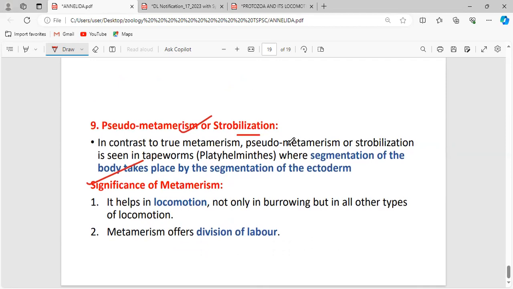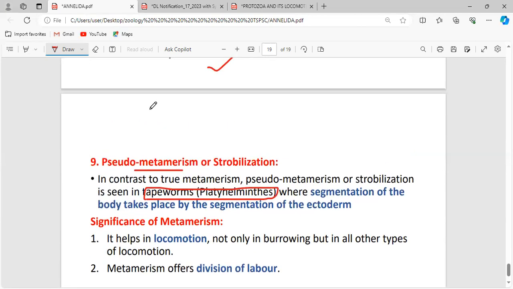Pseudo-metamerism or strobilization. In contrast to true metamerism, pseudo-metamerism or strobilization is seen in the tapeworms, that is Platyhelminthes. See, it looks like a segment, but it is not considered a perfect example of metamerism. Pseudo-metamerism is seen in the Platyhelminthes. This is why I'm stressing the classification is important.